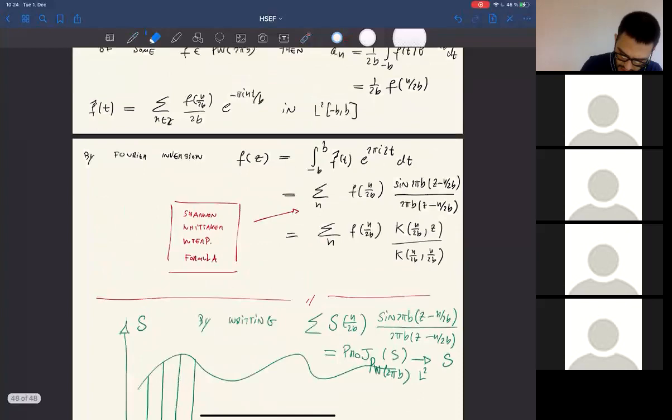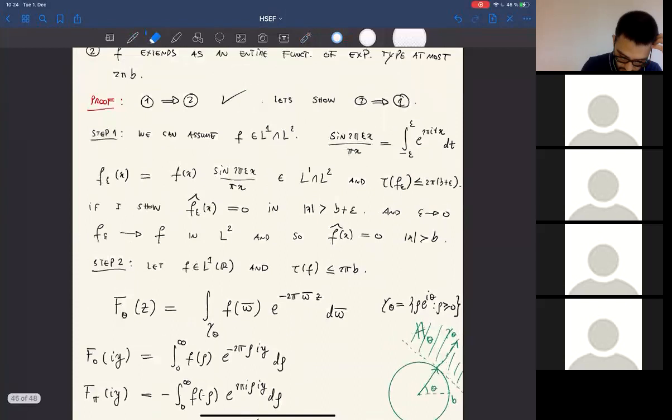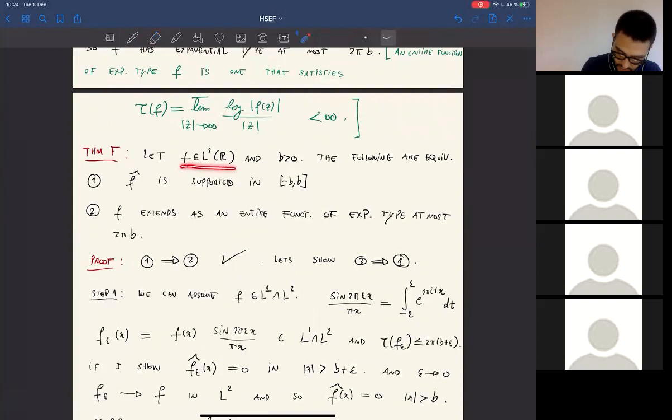Another thing I realized later is in the proof of the Paley-Wiener theorem. Let me go back to the statement. Theorem F was the Paley-Wiener theorem: if you have a function in L2, then f hat is supported in minus B, B is equivalent to saying that f extends as an entire function, and it has exponential type at most 2 pi B.